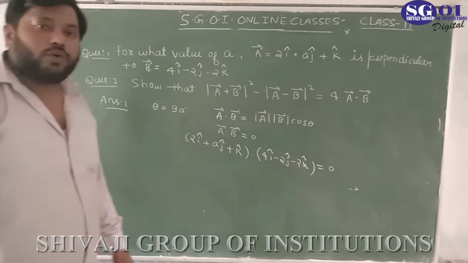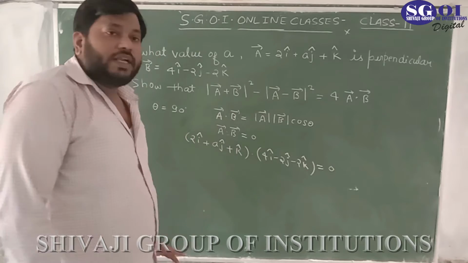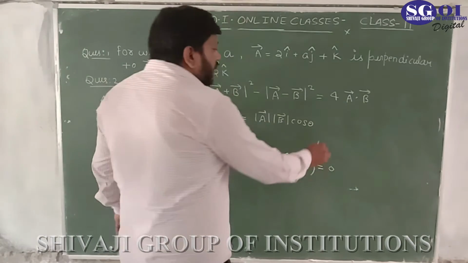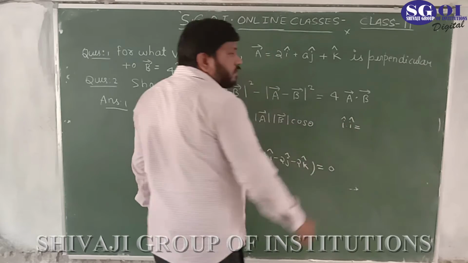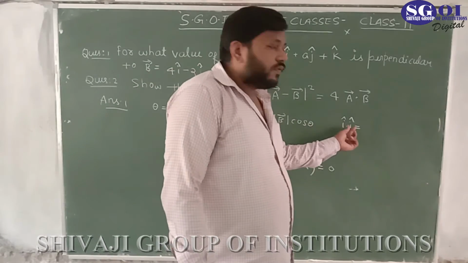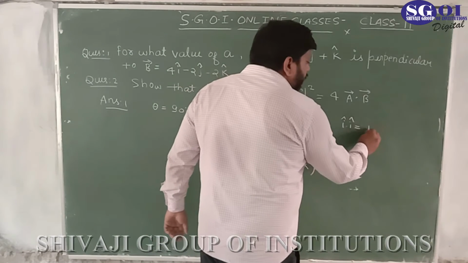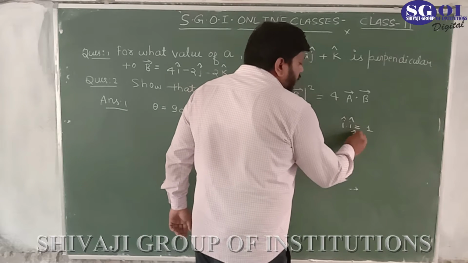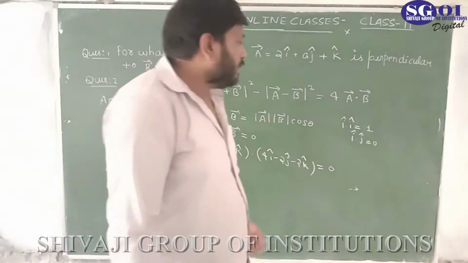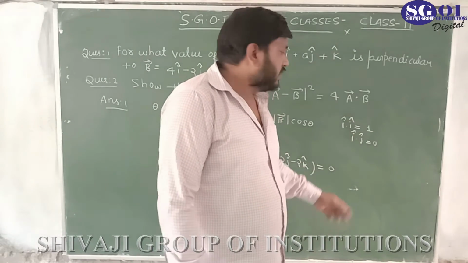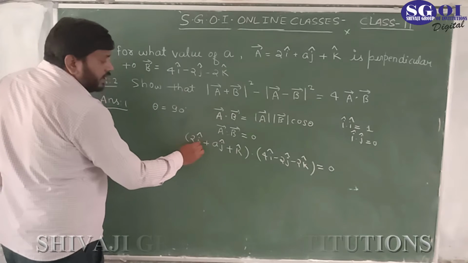And I have already told you what is the dot of i and i, what is the dot of i and j, and the dot of i and k. The dot of i and i is mod of i times mod of i, and the angle between i and i is 0, so it becomes 1. Mod of i and i is 1. The dot of i and j is 0 because the angle between i and j is 90. They are mutually perpendicular unit vectors. So here i dot i gives 1.